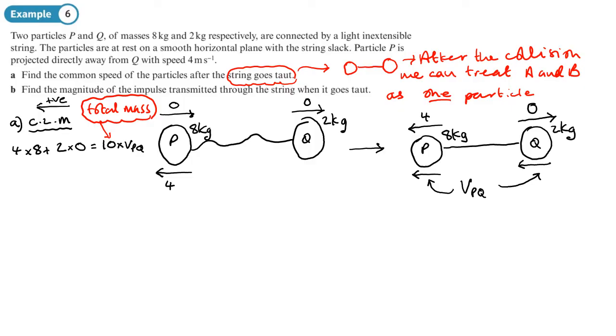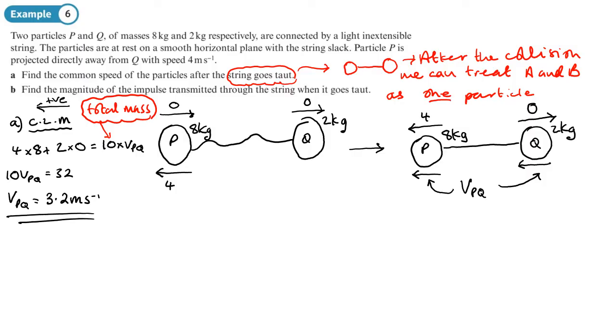Right, so what does that give us? That gives us 10 times the common velocity of P and Q equals 32. So this common velocity of P and Q is equal to 3.2 meters per second.